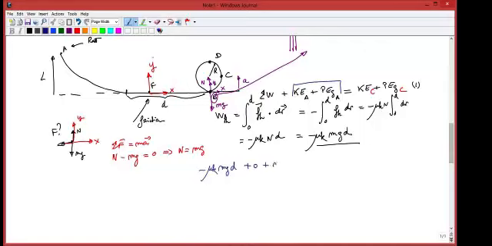0 plus mgL, or L. Now the new thing is this. Now instead of doing B, we're doing C. So obviously we still have kinetic energy at point C, because now we're looking for Vc and N at C. Therefore, we're going to have 1/2 mvc squared. And then, I'll get back to you, Ray. Let me finish the last term.